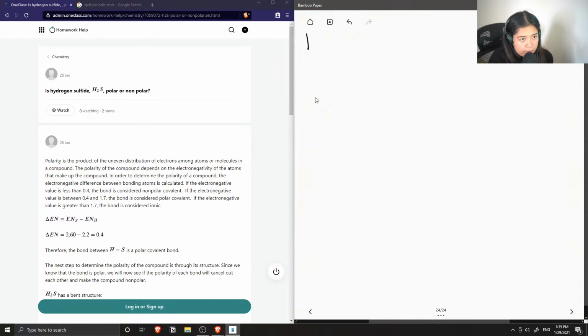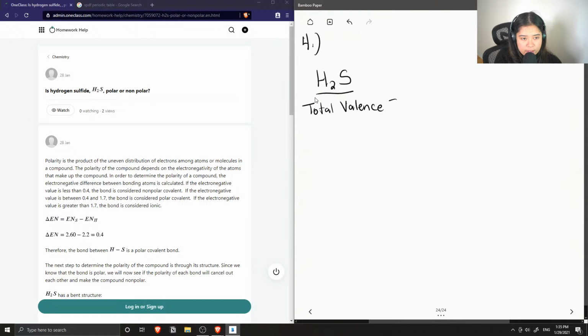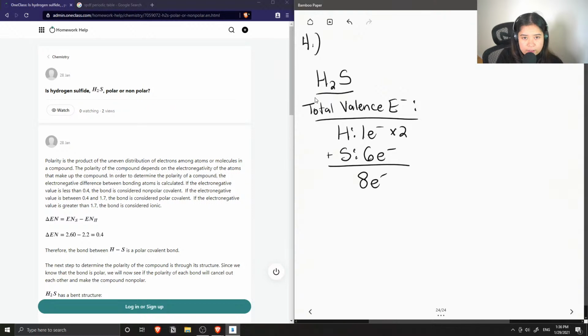Okay, so question number 4. Is hydrogen sulfide, H2S, polar or nonpolar? To answer this question, we first need to write the Lewis structure for hydrogen sulfide. To do that, we need to calculate the total number of valence electrons in this compound. Hydrogen has 1 valence electron, and there are 2 hydrogen atoms, so we multiply this by 2. And the sulfur contains 6 valence electrons. So in total, we have 8 valence electrons for this compound.